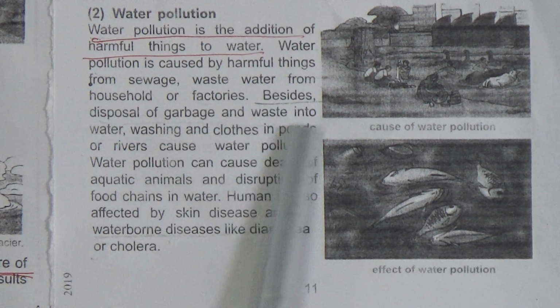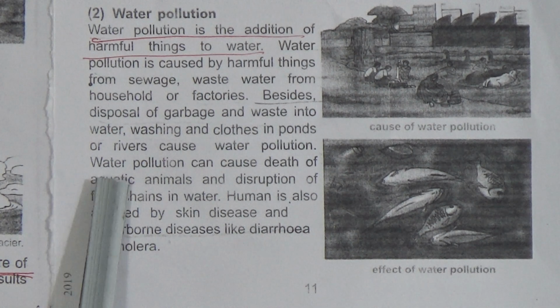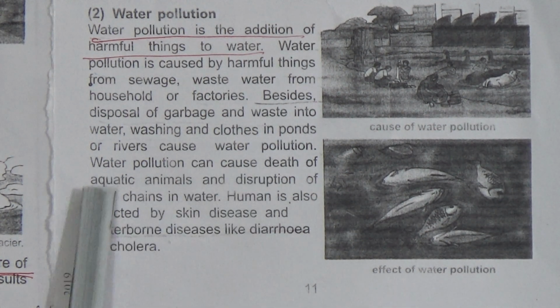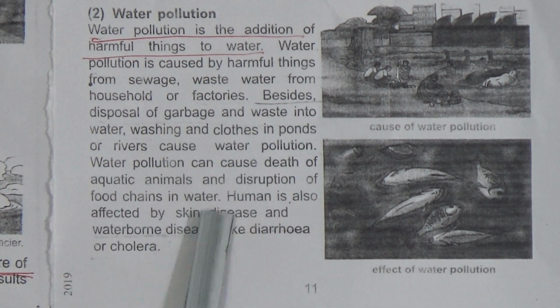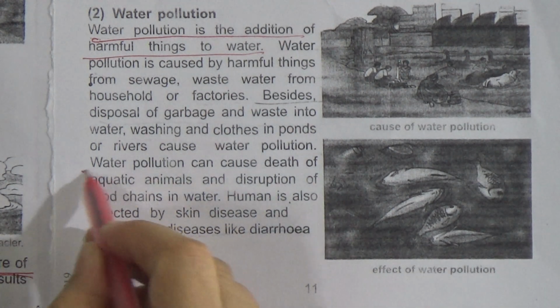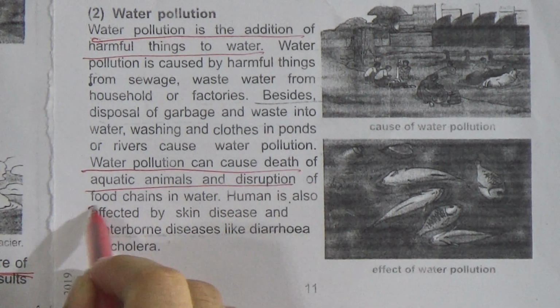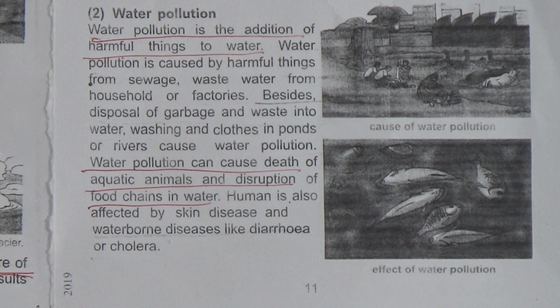We can learn this question answer from here. Water pollution can cause death of aquatic animals and disruption of food chain in water. This is also important, fill in the blanks. Humans are also affected by skin disease and waterborne diseases like diarrhea and cholera. So we have learned that diarrhea and cholera are the waterborne diseases.